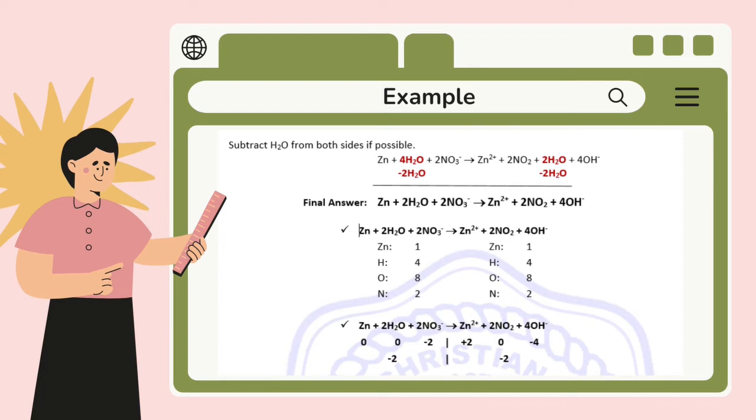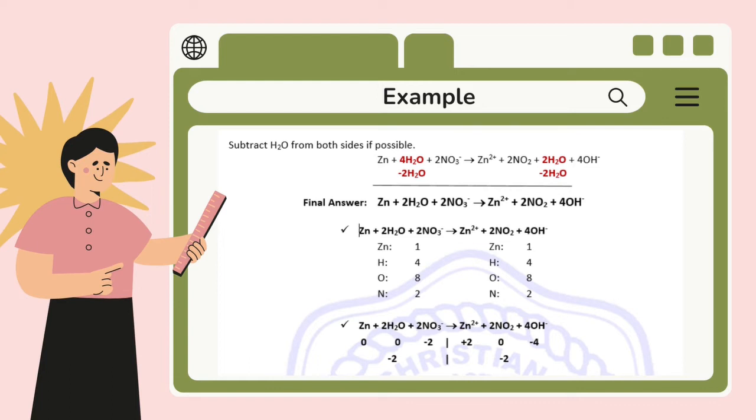2NO2 + 4OH-, and we're going to be doing the final checking in order for us to know if the number of atoms is correct or balanced already, as well as the number of charges, or the number of lost or gained electrons.